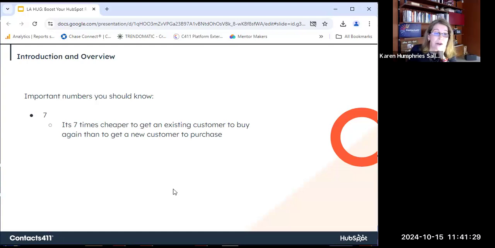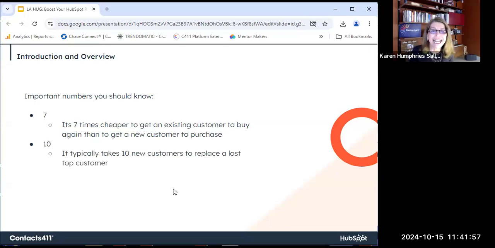This number has been around forever. It was actually first proposed by Fred Reichheld at Bain. I've seen that number in all the consulting work I've done with retailers and non-retailers alike be anywhere from 5 times to 20 times cheaper to get an existing customer to buy than to get a new one to buy. So just think about that for a second. The other number is 10.